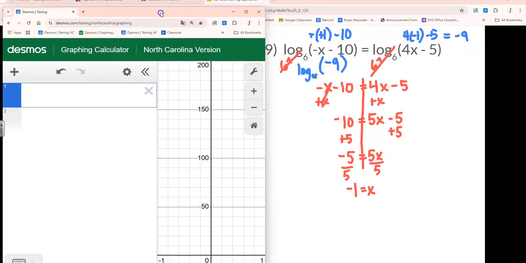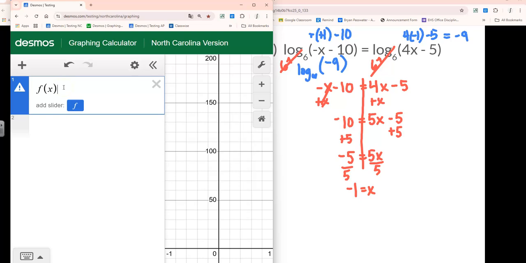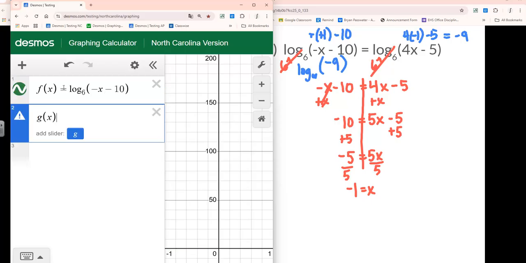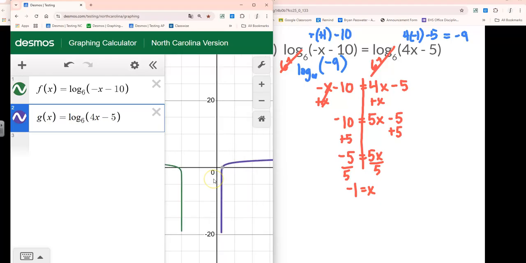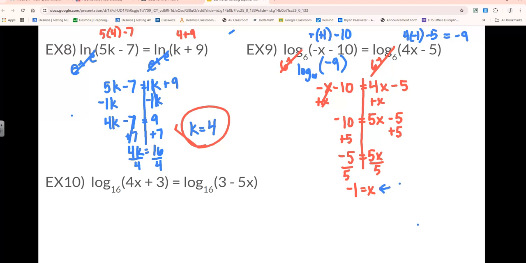If I try to graph it in Desmos, f of x equals log base 6 of negative x minus 10, and g of x equals log base 6 of 4x minus 5. If I graph these and try to look at them, do they cross? They do not. They're not even close to crossing, right? So what I have here, the fancy word for this is called an extraneous solution.